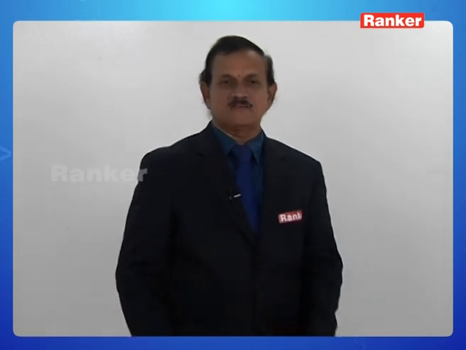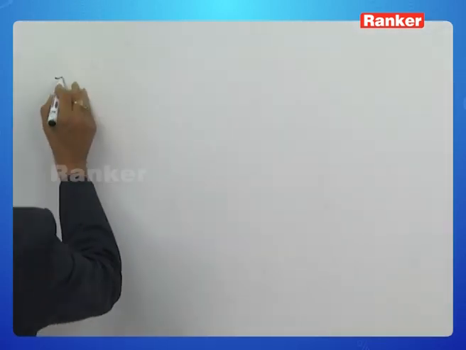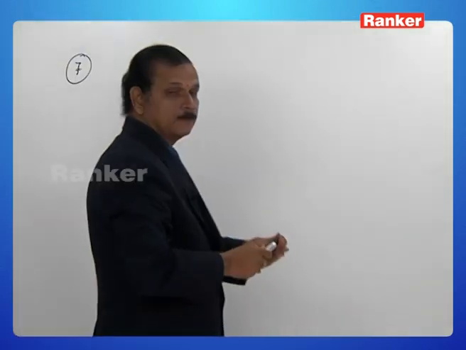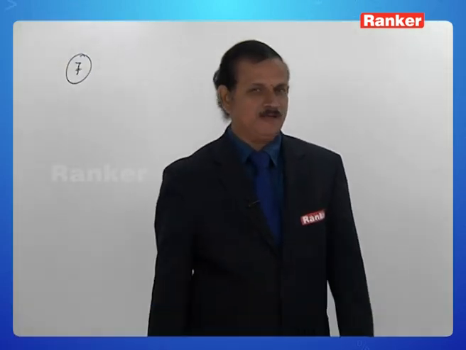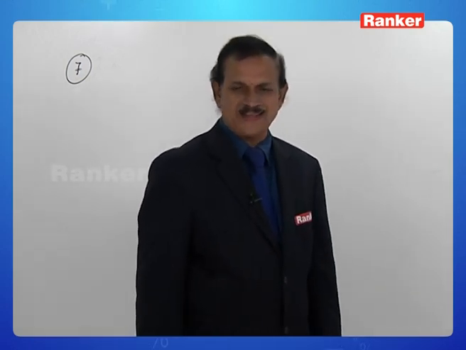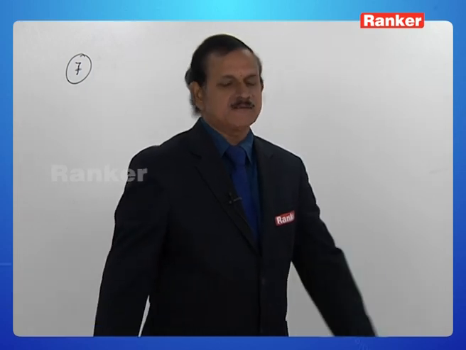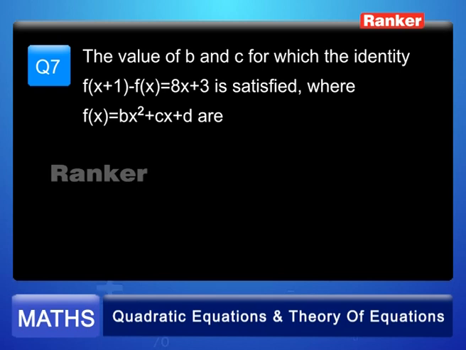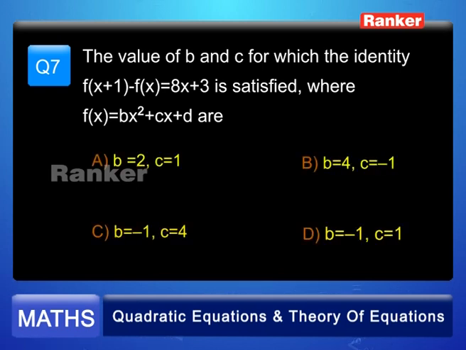Let us see the next question, that is question number 7. In this question, he has given a function, or rather a quadratic expression f of x equal to bx square plus cx plus d with a property f of x plus 1 minus f of x equal to 8x plus 3. The actual question is the value of b and c for which the identity f of x plus 1 minus f of x is equal to 8x plus 3 is satisfied, where f of x is equal to bx square plus cx plus d, are: first option b is equal to 2, c is equal to 1. Second option b is 4 and c is minus 1. Third option b is minus 1 and c is 4. Fourth option b is minus 1 and c is 1.